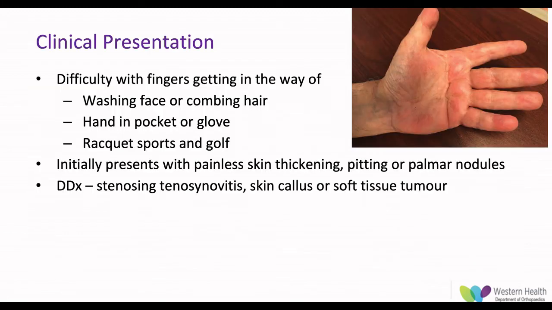In terms of the clinical presentation, patients will present with difficulty with their fingers getting in the way of washing their face or combing their hair, putting a hand in their pocket or glove, racket sports and golf. Initially, it presents with a painless skin thickening, pitting or palmar nodules. The differential diagnosis at this point also includes stenosing tenosynovitis, skin callus, or a soft tissue tumour.